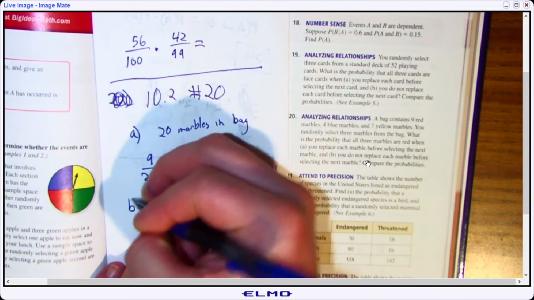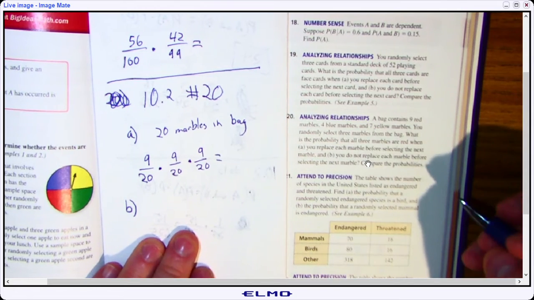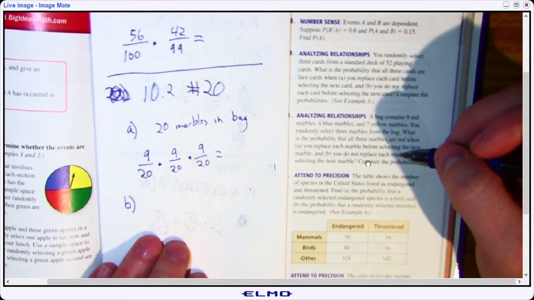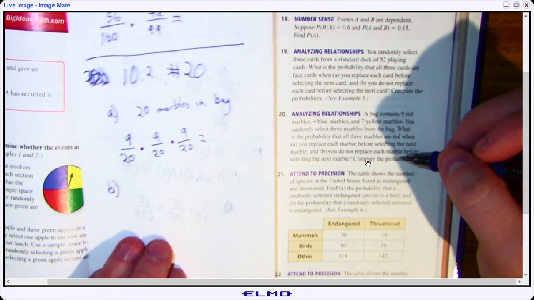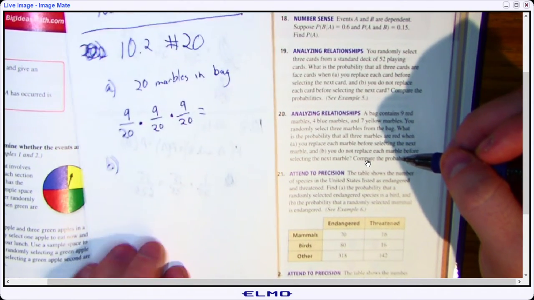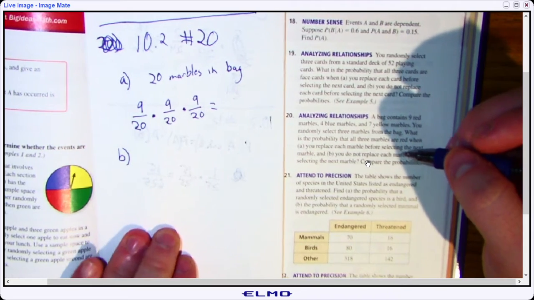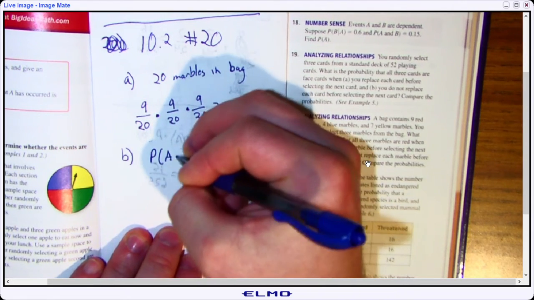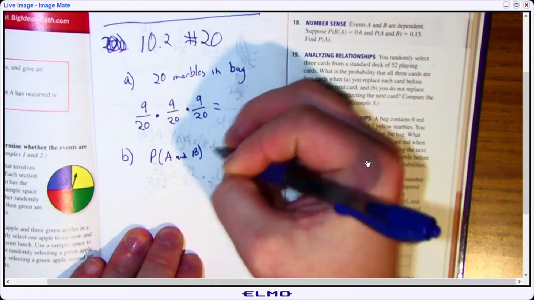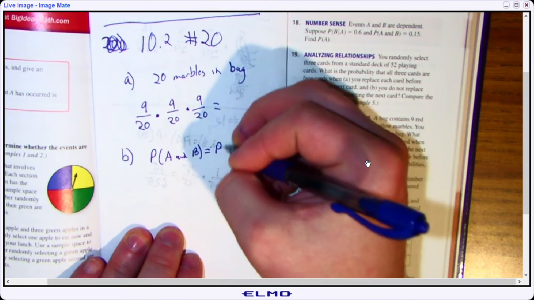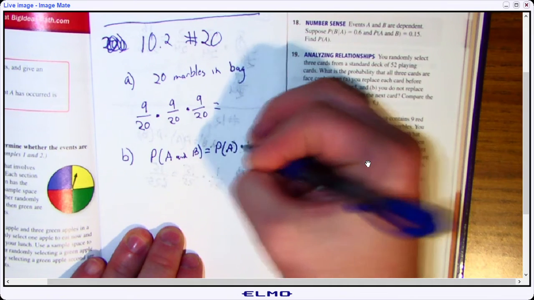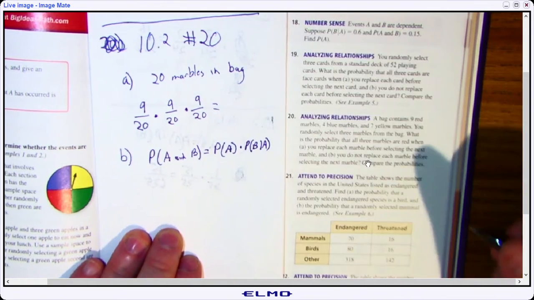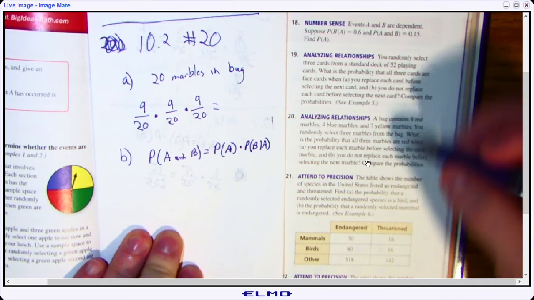Part B, though, a little more tricky. Part B says we do not replace each marble before selecting the next marble. So this is without replacement, right? Let me move this up. Hopefully you guys remember this formula. Probability of A and B for dependent probabilities was equal to the probability of A multiplied by probability of B given A. Hopefully we'll see how this applies to this problem.